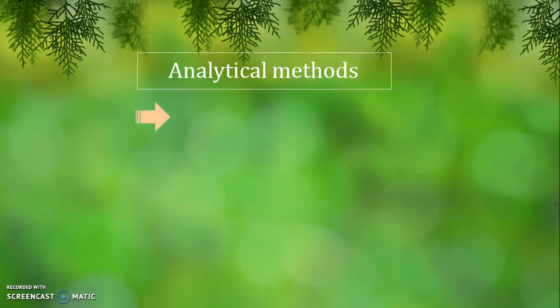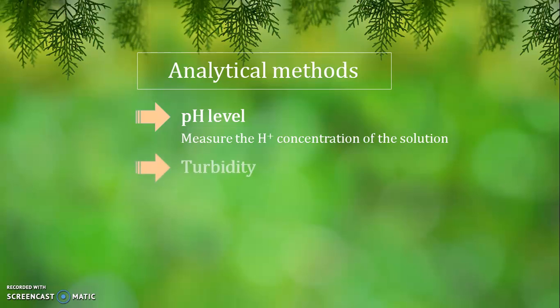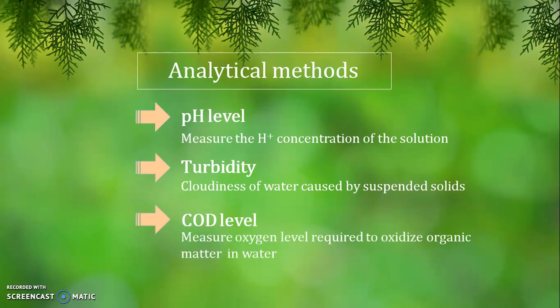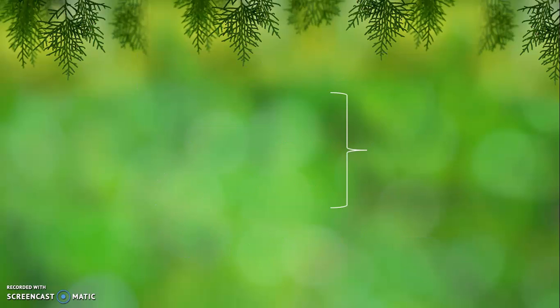Analytical method. Analytical method will start with pH level, where we measure the hydrogen ion concentration of the solution. Then turbidity. We check the cloudiness of water caused by suspended solids. At last will be COD, chemical oxygen demand level. Measure the oxygen level required to oxidize organic matter in water.